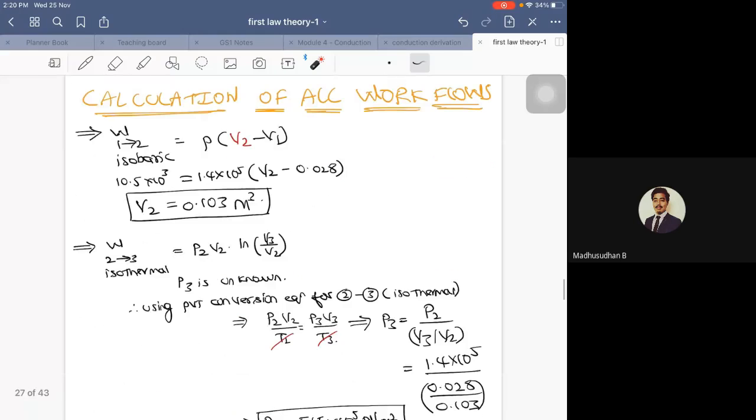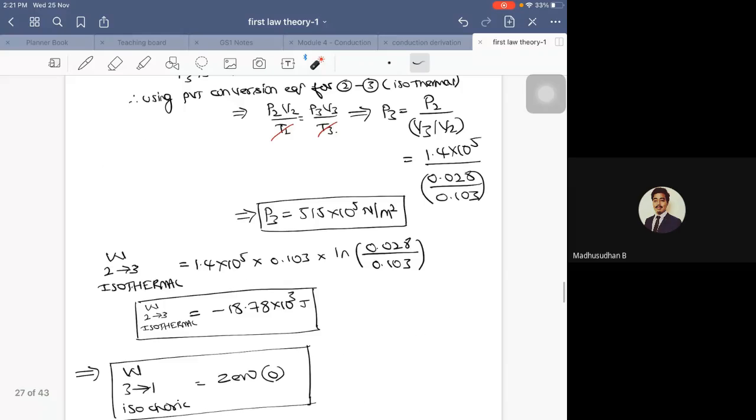Once the P3 value is calculated, I think there is no difficulty in calculating the value of work done from 2 to 3, which is isothermal. So it says P2 V2 into ln of V3 by V2. So just substitute the things and calculate the value of the work done from 2 to 3, which is isothermal.